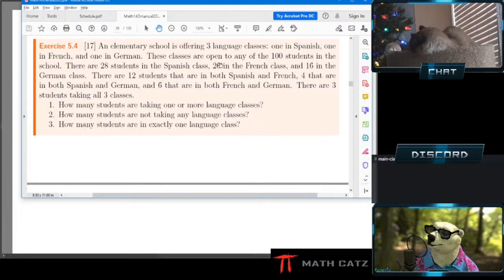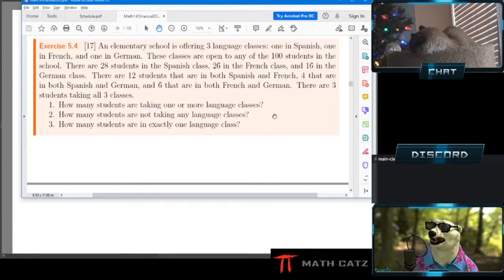An elementary school is offering 3 language classes, one in Spanish, one in French, one in German. These classes are open to any of the 100 students in the school. There are 28 students in Spanish, 26 in French, 16 in German. There are 12 students that are in both Spanish and French, 4 that are in both Spanish and German, 6 that are in both French and German. There are 3 students taking all 3 classes.